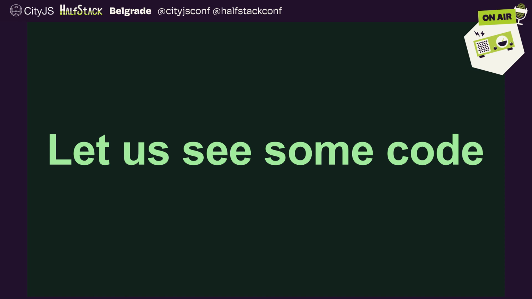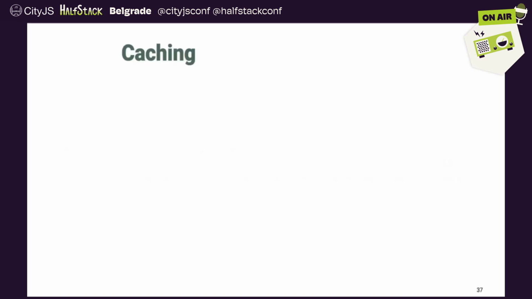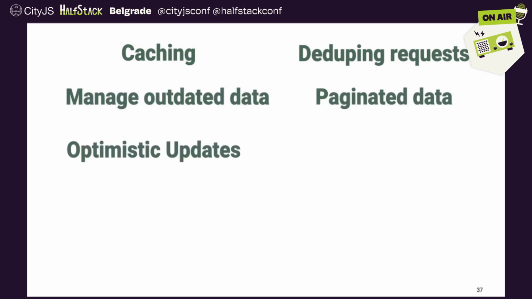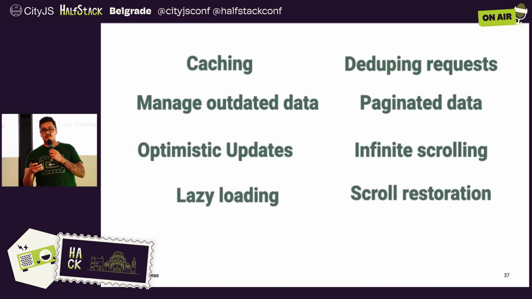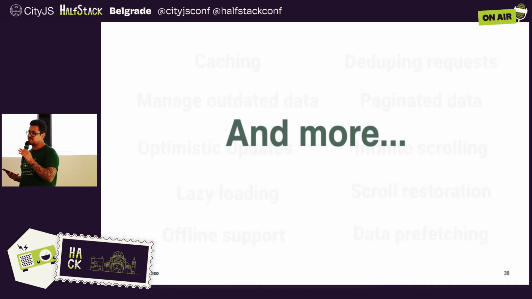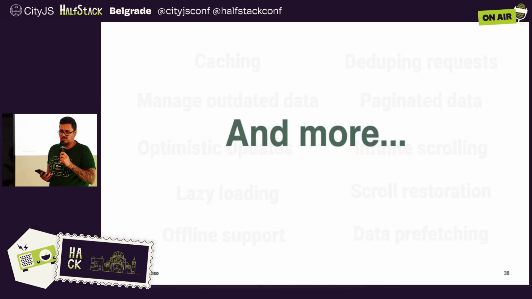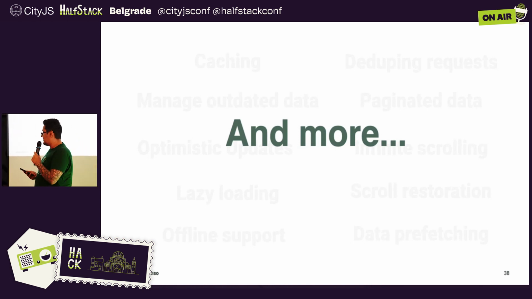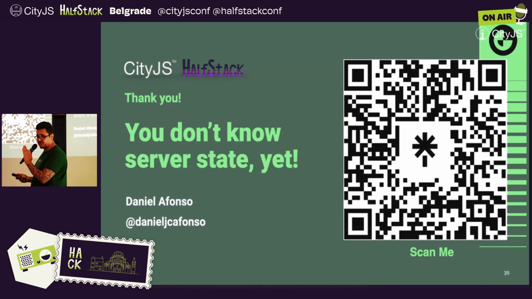So now, to wrap up this part and go to the quiz. We saw some code, and as you can see, React Query allows you to do a bunch of stuff. In the beginning, I talked about caching. There's caching. There's deduping duplicated requests. We didn't see it, but it works. Paginated data, managing outdated data, optimistic updates, infinite scrolling, lazy loading, scroll restoration, offline support, data prefetching, and many other things. React Query has definitely been one of the things that, when I know that I'm going to have data fetching in my application, which is pretty much everything, I know that I will install it. So hopefully, I have given you some overview and convinced some of you to try it out.